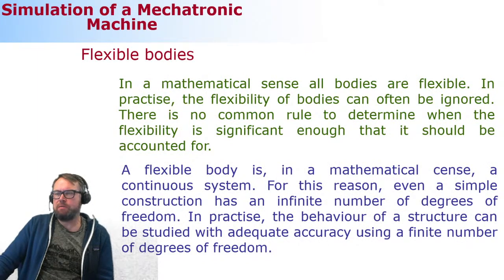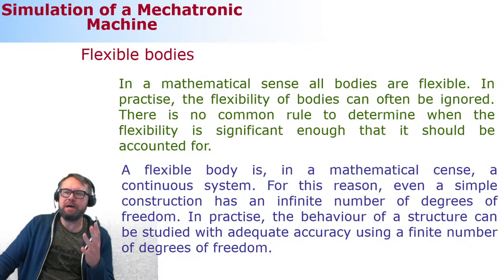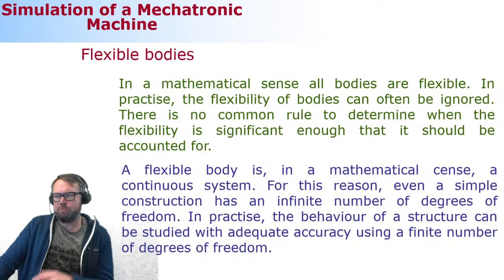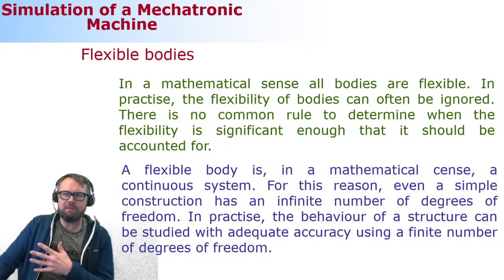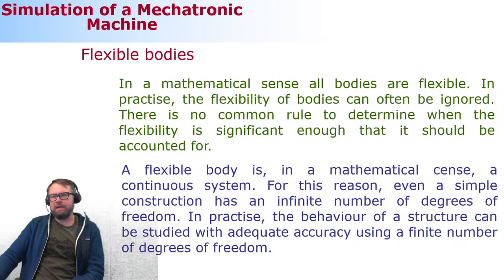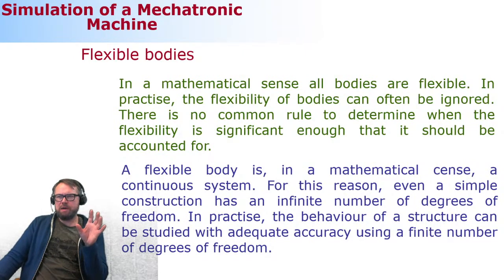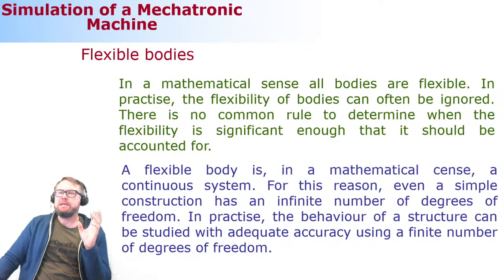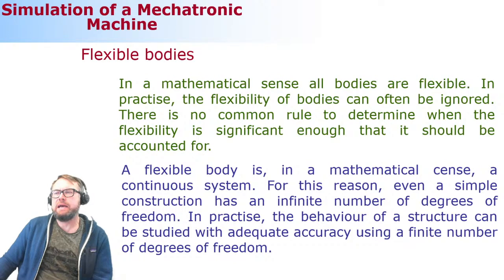Flexible bodies. A few observations about flexible bodies. Well, every single body is a flexible body. This may be a little bit of surprising news to you, because remember what we discussed in period number one was about rigid bodies and the assumption of rigid bodies. I kept telling you that everybody needs three generalized coordinates, and these describe the translation and orientation of rigid bodies. In real life, there is no such thing as a rigid body. Every single body is a deformable body, but that deformation often can be ignored.